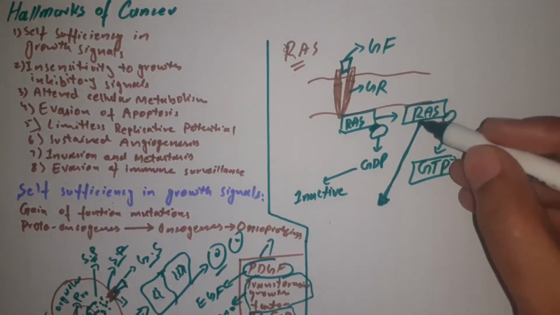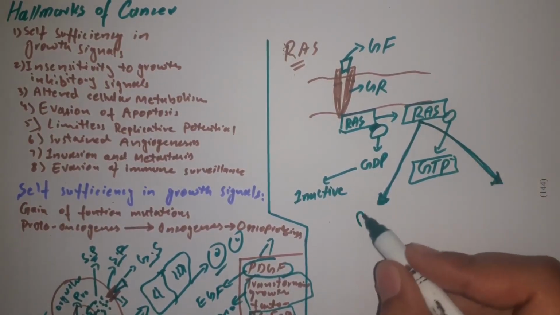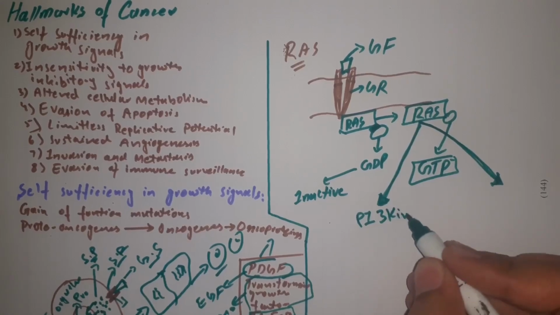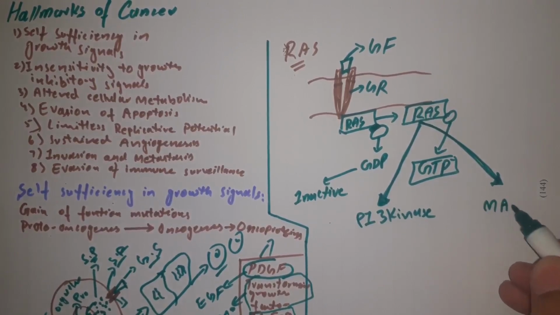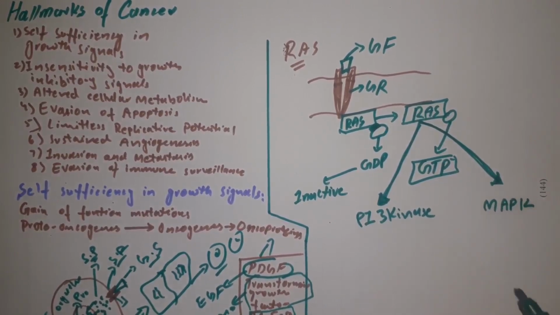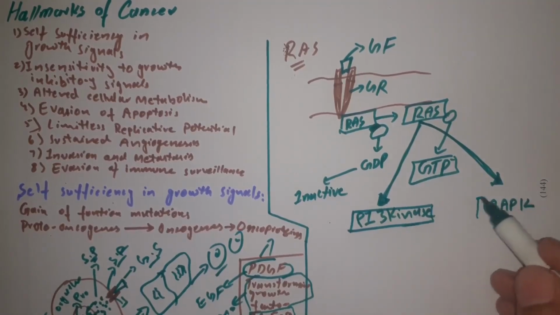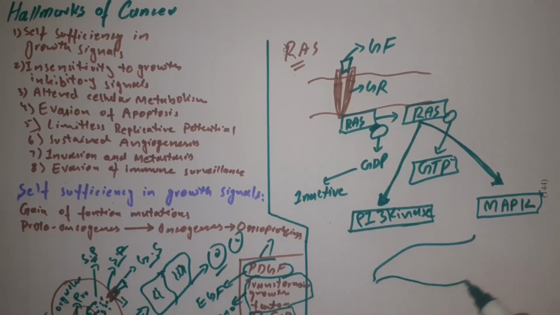Okay, one is the PI3 kinase pathway, or phosphatidylinositol 3 kinase pathway, and the other one is the mitogen activated protein kinase pathway. It leads to the production of different transcription factors, and these transcription factors move inside the nucleus. Supposedly this is the nucleus.